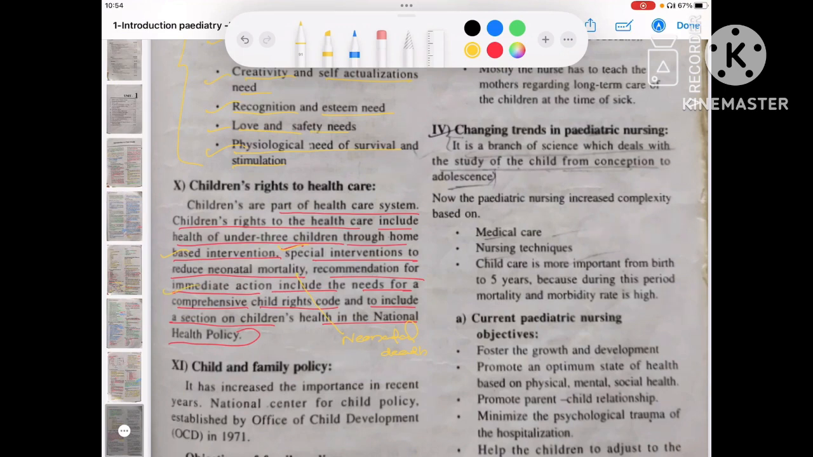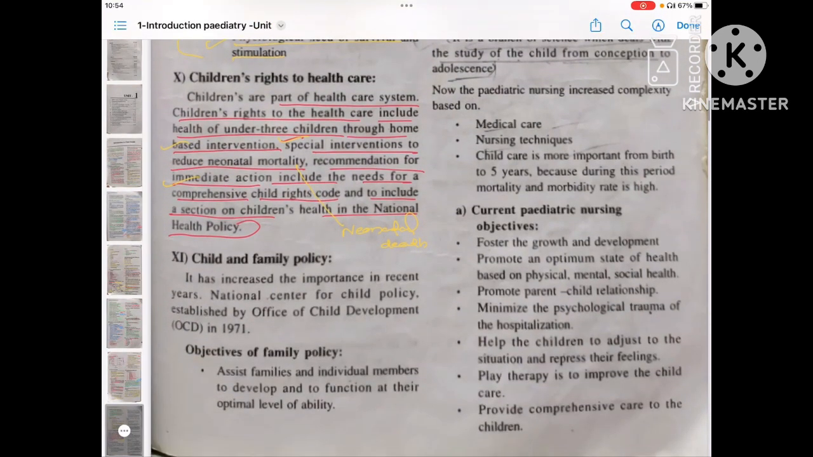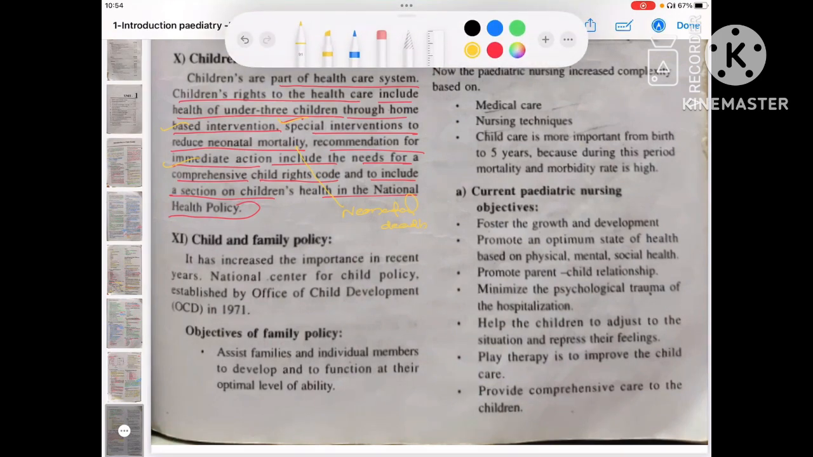Immediate action includes a comprehensive child rights code. So the child needs immediate care, critical care. Including child health in the national policy, they are saying that the child needs immediate care. Next is the child and family policy. What is the child and family policy? It has increased in importance in recent years. The National Center for Child Policy was established by the Office of Child Development, OCD, in 1971. So they formulated the National Center for Child Policy.